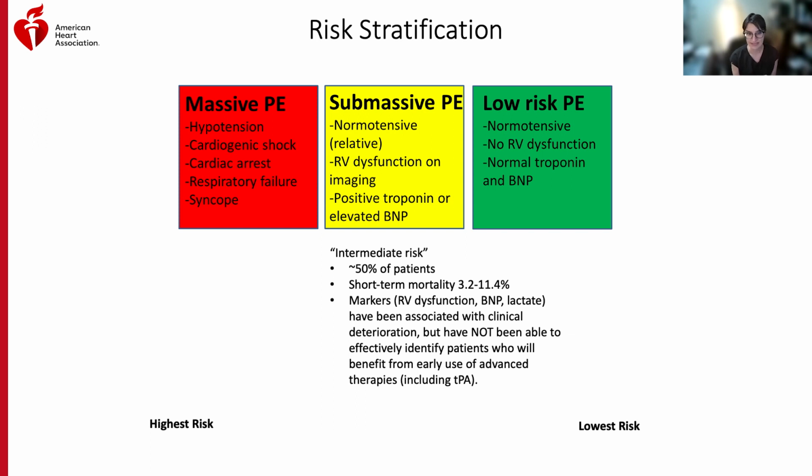But I think important in the case you presented is we had a patient who presented initially as intermediate risk, and then along the course of her therapy, it sounds like started tipping over into the high risk massive PE category as she became hypotensive.